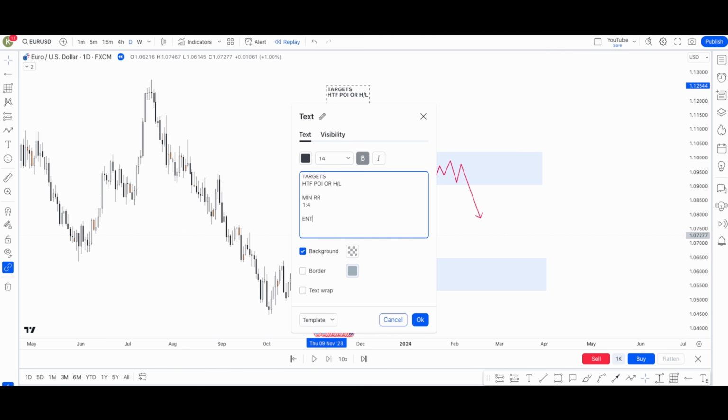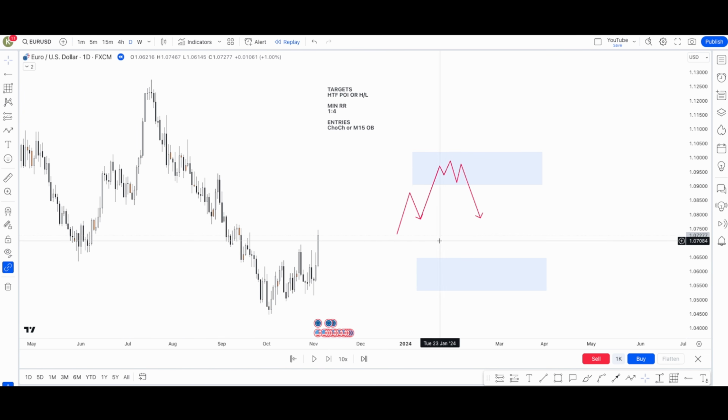And then entries is essentially CHOC, or M15 OB, all right? So it's the same strategy as before. I've just been able to refine the rules a little bit better.